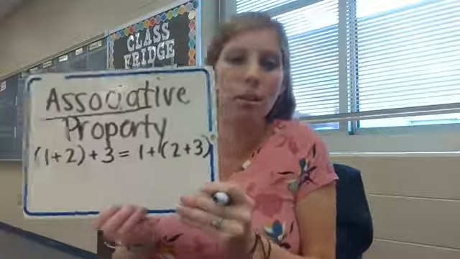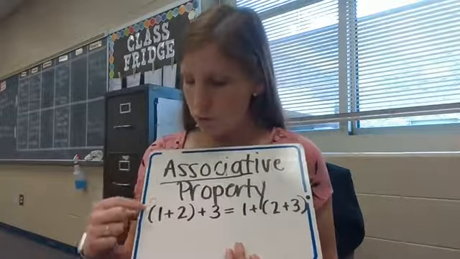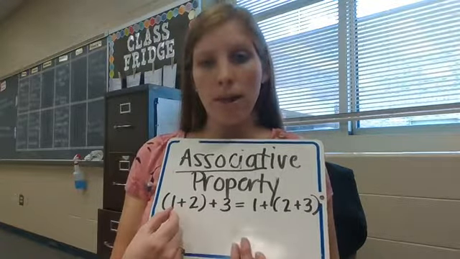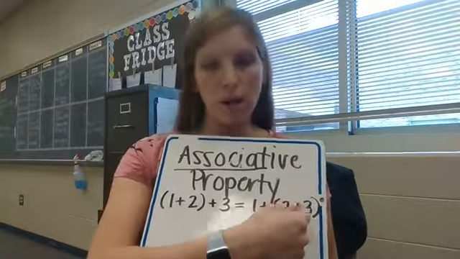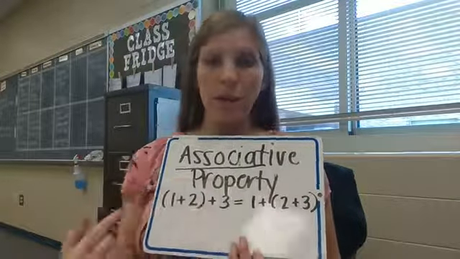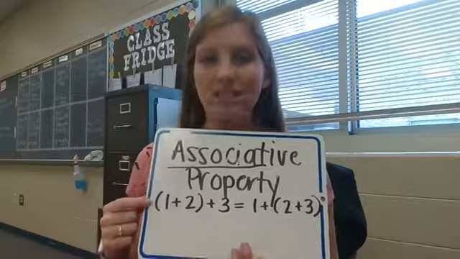So I'm going to show you this on my board. You'll notice that in these two situations, grouping is shown with parentheses. 1 and 2 are buddied up here, and then over here 2 and 3 are buddied up. So who the number 2 associates with changes based on where the parentheses are. This is the associative property of addition.